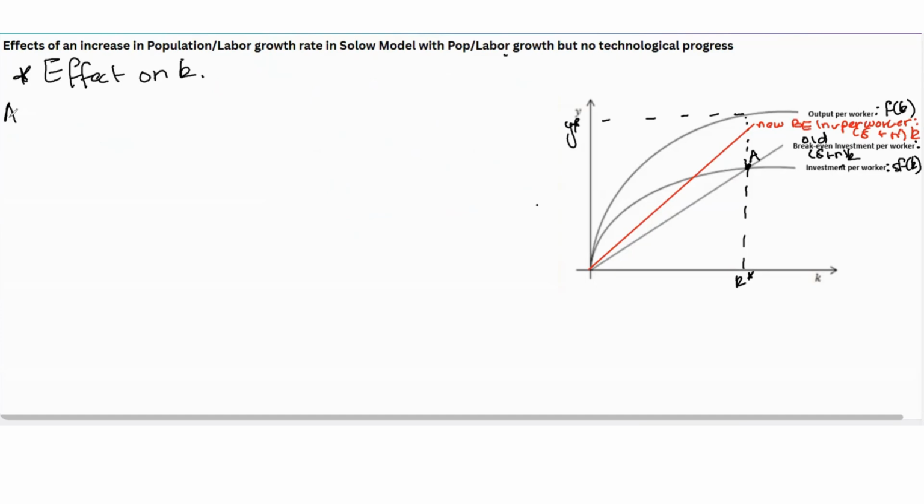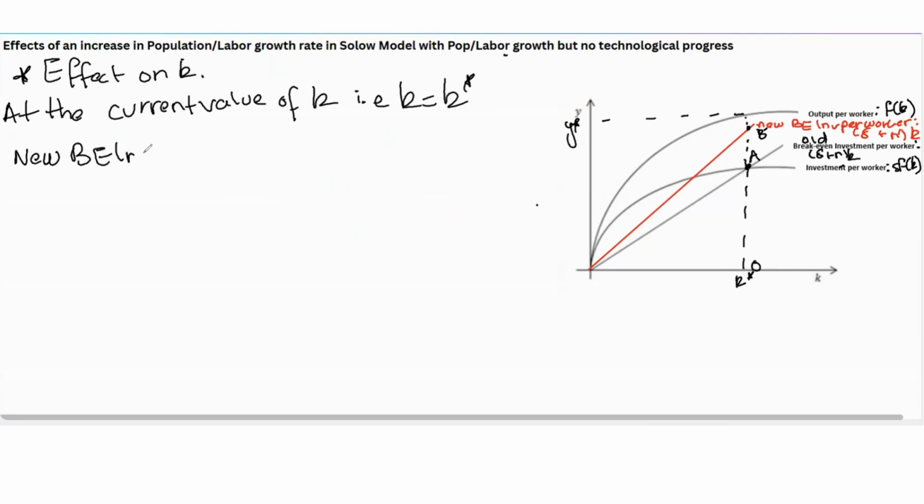Now we'll look at the current value of k. We started off with the steady state, so at the current value of k, i.e. k is equal to k star, the initial steady state value of k. If I say this is O and I call this B prime, at the current value of k, can we see whether the new break-even investment per worker exceeds investment per worker?